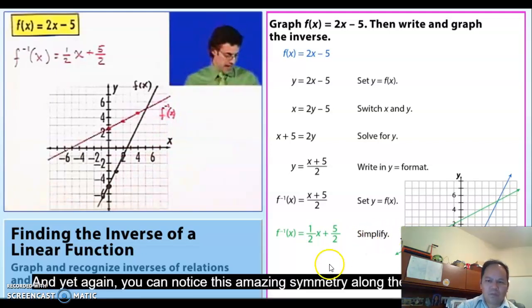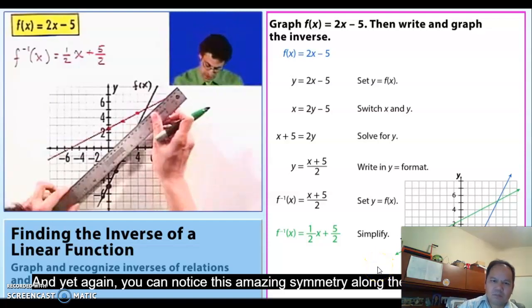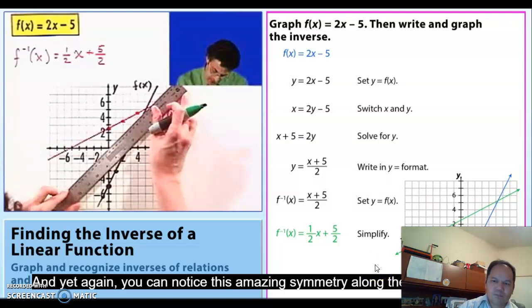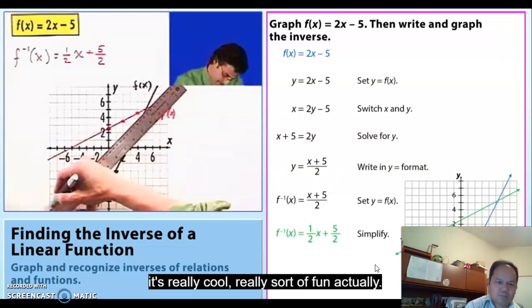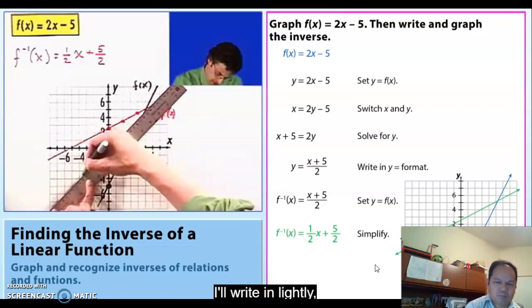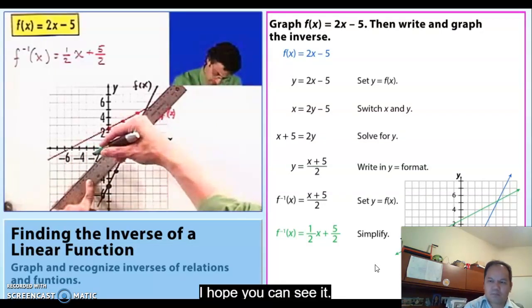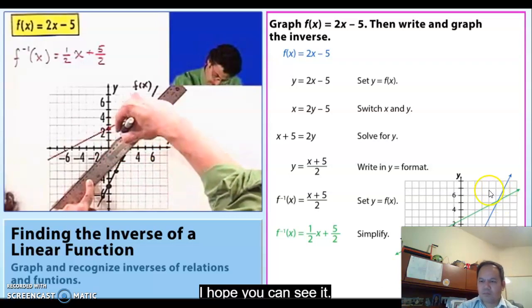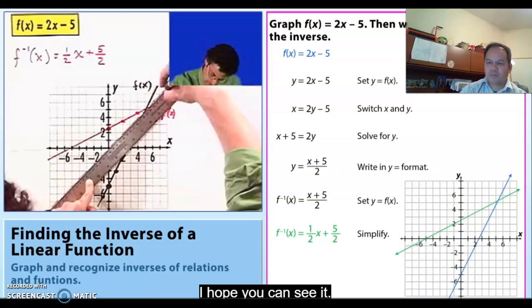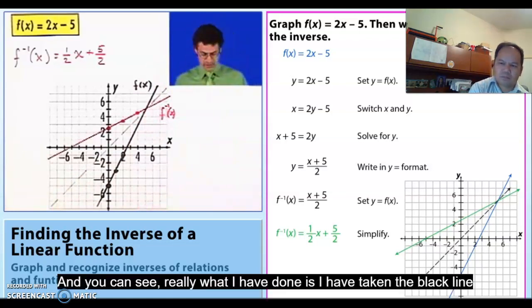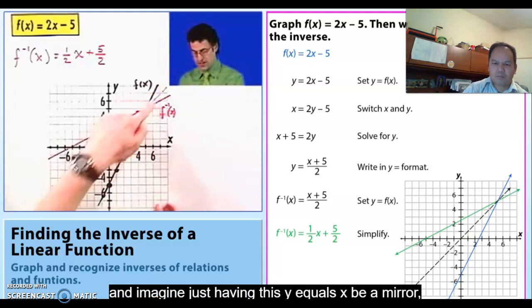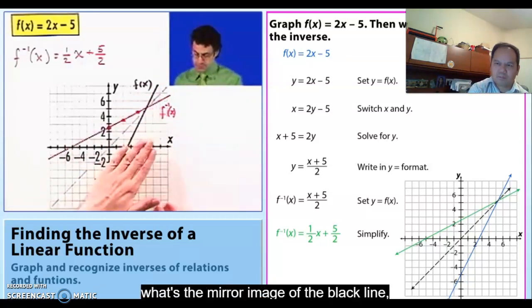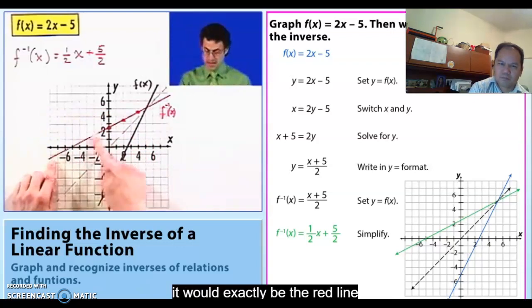And yet again, you can notice this amazing symmetry along the line y equals x. You just put in the line y equals x, it's really cool, really sort of fun actually. I'll write it in lightly. I hope you can see it. And you can see what I've done is I've taken the black line and imagine having this y equals x be a mirror. What's the mirror image of the black line? It would exactly be the red line.